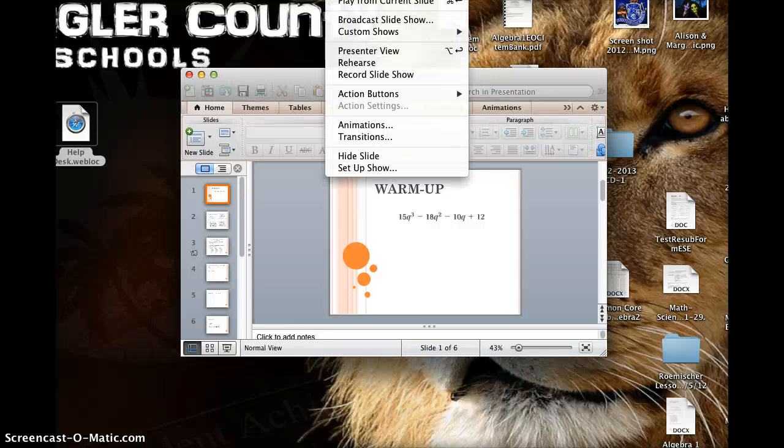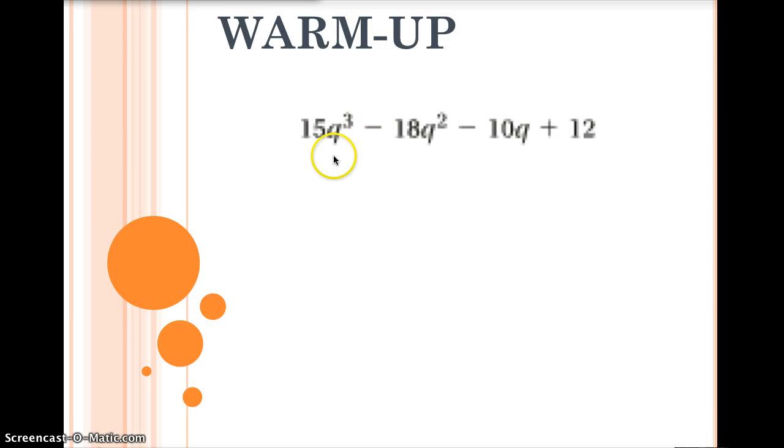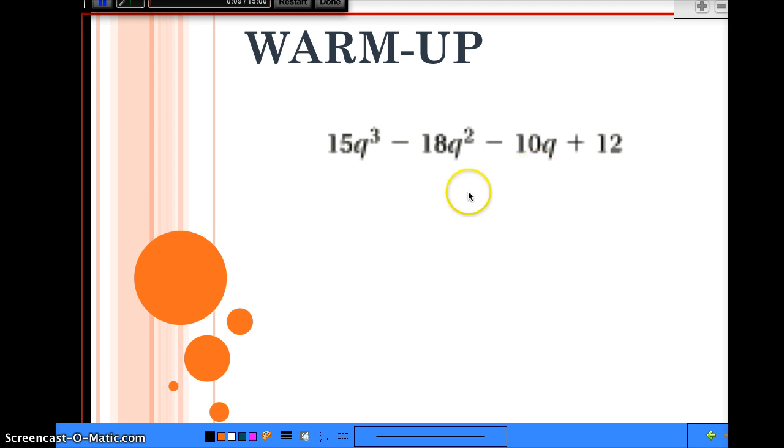Okay guys, we're going to go ahead and do 9.3. Here's the warm-up, so go ahead and put me on pause and try this on your own. 15q to the third minus 18q squared minus 10q plus 12. There are no directions, so I'm going to assume they want me to factor this.